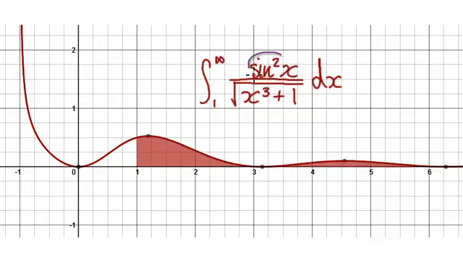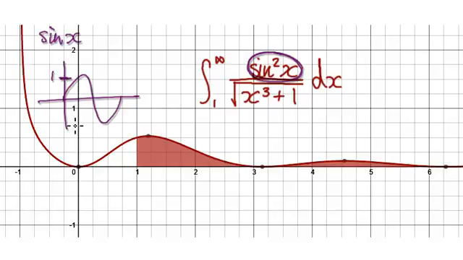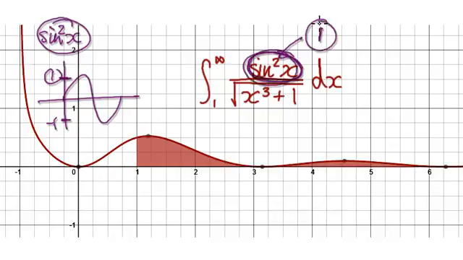Okay, so to do this, realize that this thing here is trapped in between 0 and 1. Because if you look at the normal sine of x graph, it's trapped between 1 and -1. So when you come to square it, then this whole thing here will be greater than 0, and it will be less than 1. So the highest value that this thing here could be is the number 1.